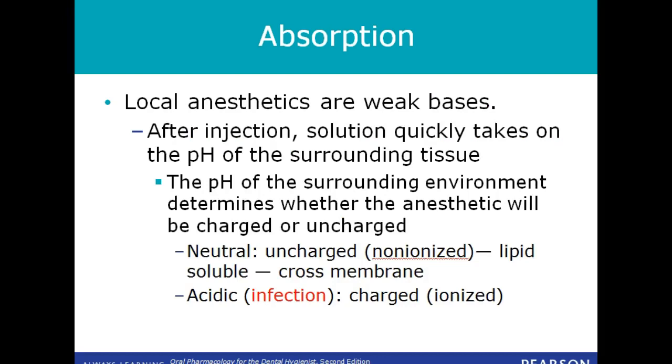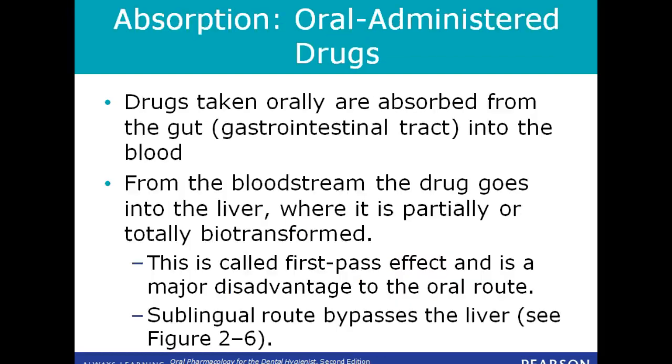If the tissue pH is neutral, the anesthetic will be uncharged and therefore lipid soluble, so it will be able to penetrate the membrane and cause anesthesia. If the tissue is acidic, as occurs when there is an infection, the anesthetic will not be effective in crossing the membrane and the patient may not get numb.